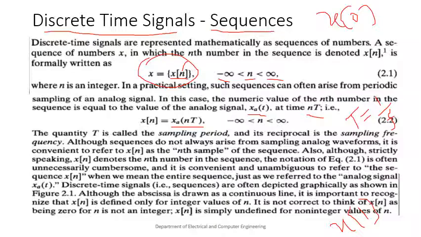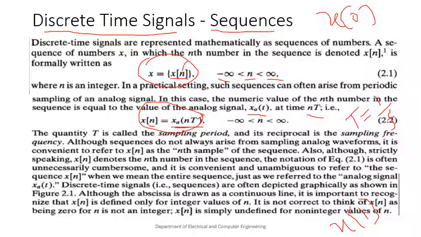Okay, so let me draw it here. I'm going to draw it on the next slide, I don't have space here. So the quantity T is called the sampling period, and it is the reciprocal of the sampling frequency. It is not necessary that we always do this to obtain a discrete time signal. However, this is the basic relationship to get a discrete time signal from an analog signal.